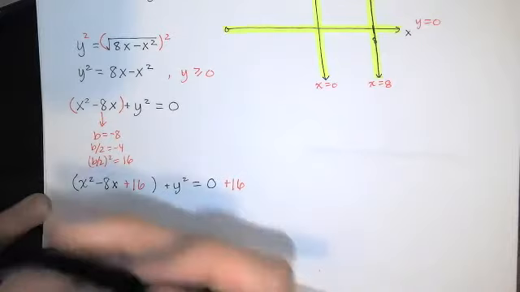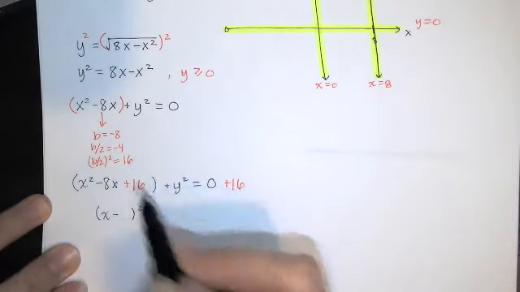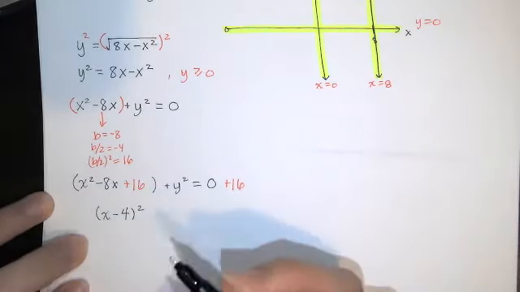Now this is a perfect square, so we want to write it as such. 4 times 4 is 16. -4 plus -4 is that -8.